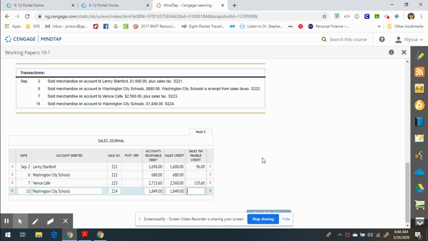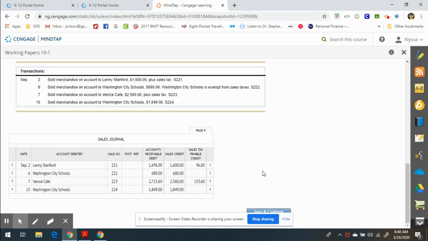All right, so that is pretty much how you are going to record transactions in the sales journal. Remember to watch your headings. Remember to calculate sales tax if it is required. Convert your 6% to 0.06. And at this point, go to MindTap, open up 10-1 Work Together, complete that, and then move on to the On Your Own.